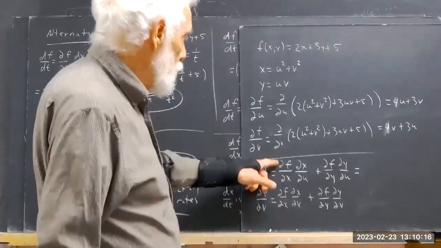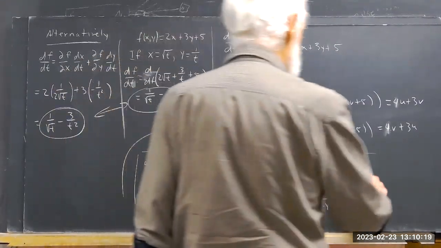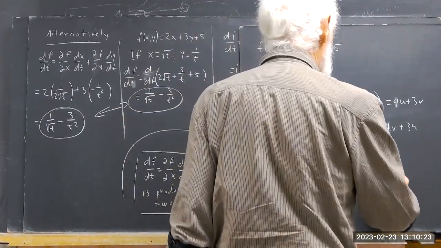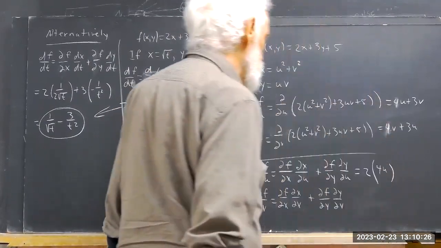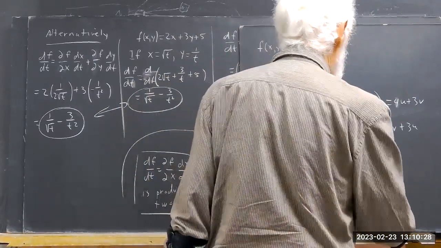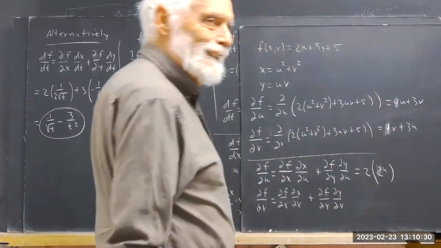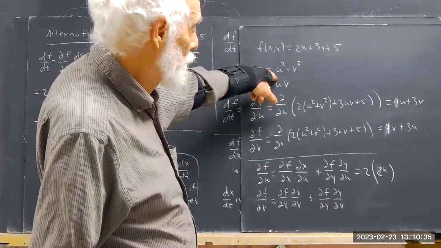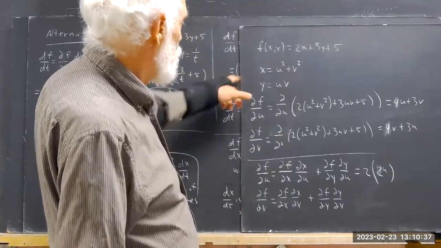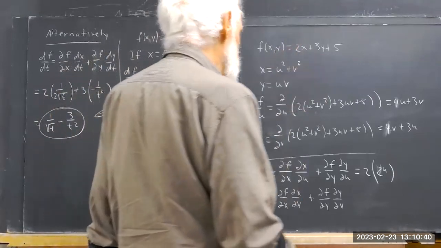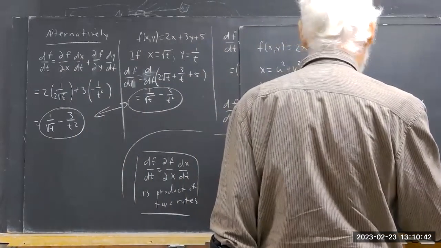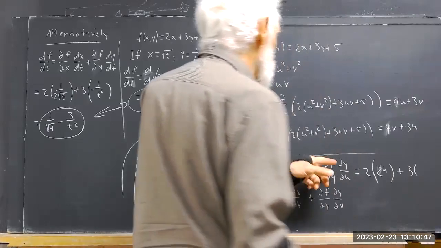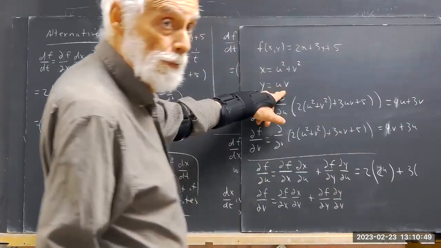So partial f with respect to x is 2. Partial of x with respect to u is... no, 2u, if there's u squared. So partial of x with respect to u is 2u. And that is plus the partial of f with respect to y, which is 3, and then partial of y with respect to u, which is v.